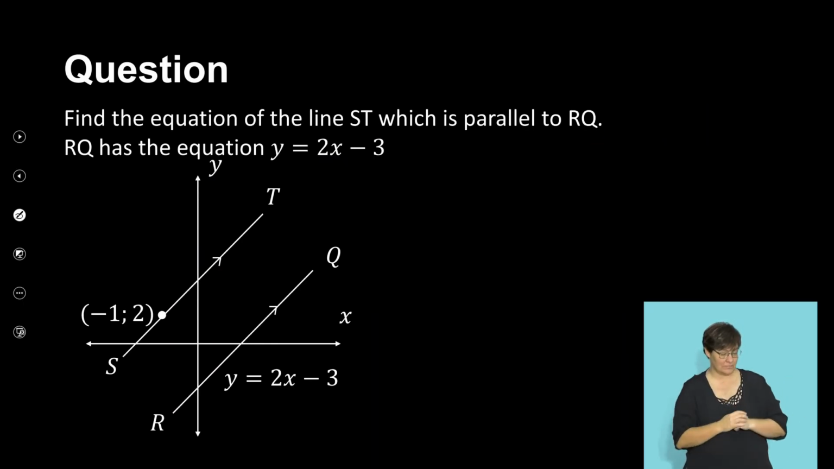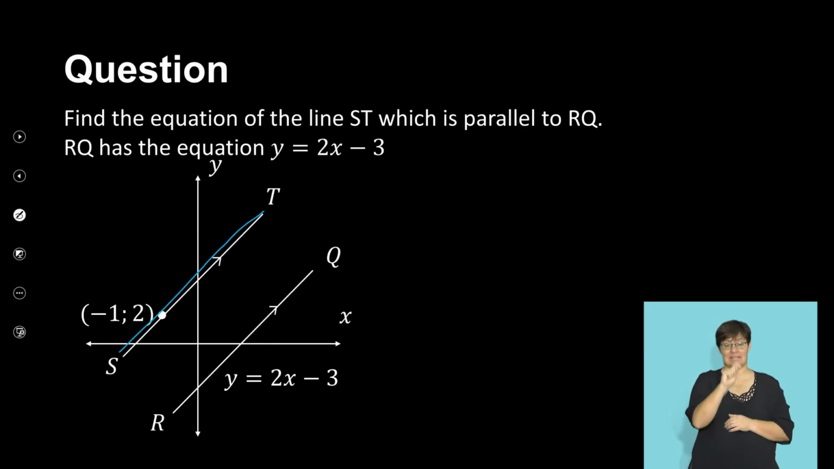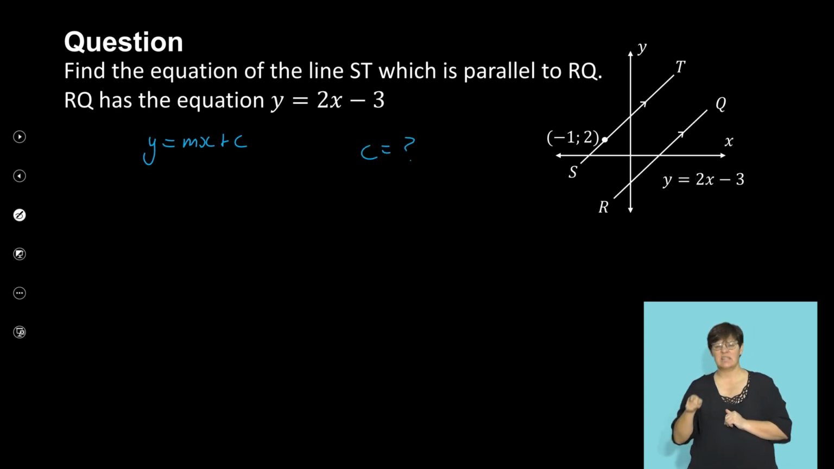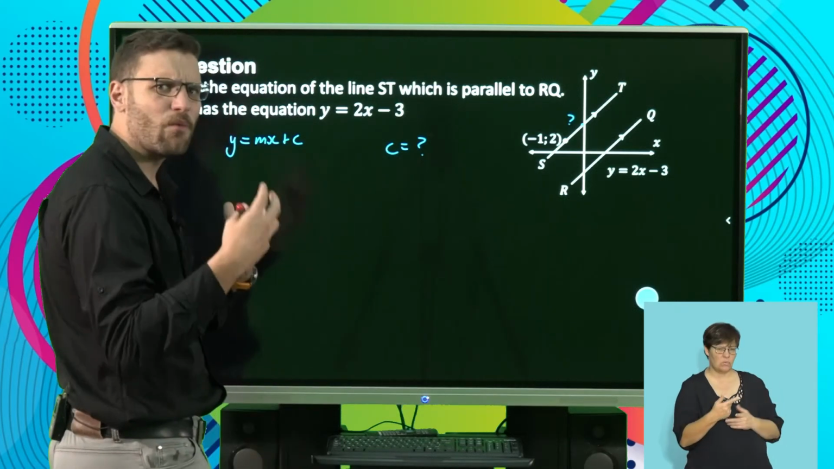The next question, they say, find the equation of line ST, which is parallel to line RQ. So they've told me it's still parallel to RQ, and RQ still has the equation 2x minus 3, but the difference in this question is that they haven't given me the y-cut. So when I start this question, I'm always going to start by writing down y equals mx plus c. Why? So that I know where I'm going, so I know what I need to find. What does c equal? Well, I can't do that by inspection. I can't see it, and so we'll get to that, but I'm going to have to somehow work that out.